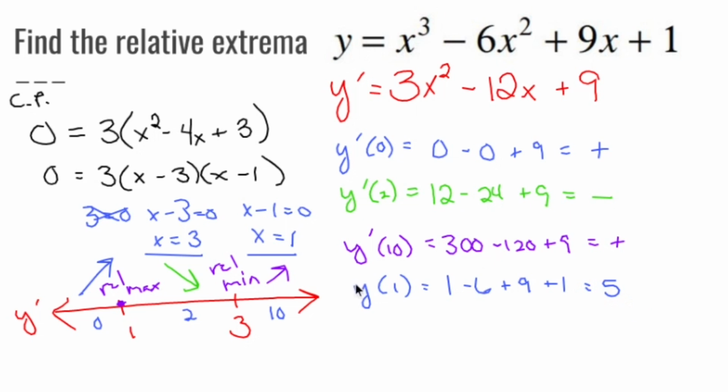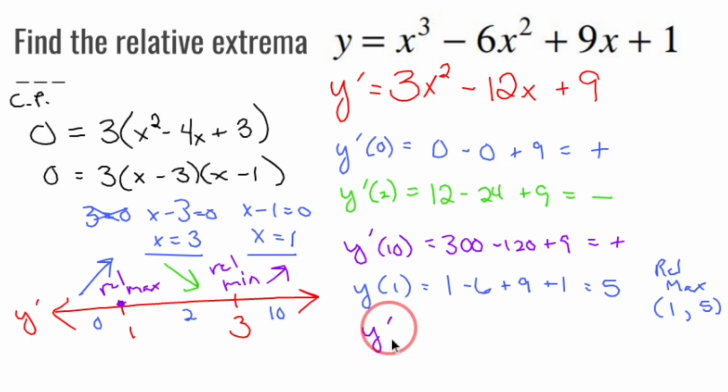I'll deal with that in a minute. Well, no, I'll deal with it now. That tells me that my relative maximum, just one of them, is going to be the point (1, 5). Let's find out what my relative minimum is. All right, we'll plug in 3.